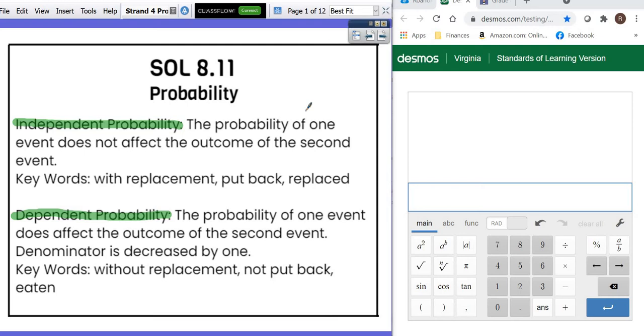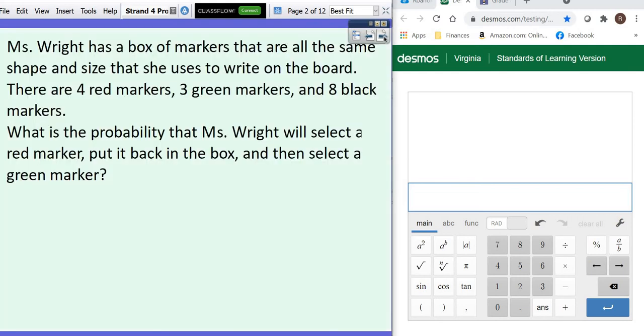Now, we also have something called dependent probability. The probability of one event does affect the outcome of the second event. And you usually have to reduce the denominator by 1. So if you hear the words "without replacement," or "not putting back," or somebody ate a candy or a cookie, that's dependent probability. So we're going to do a few examples and let's see what we can figure out here.